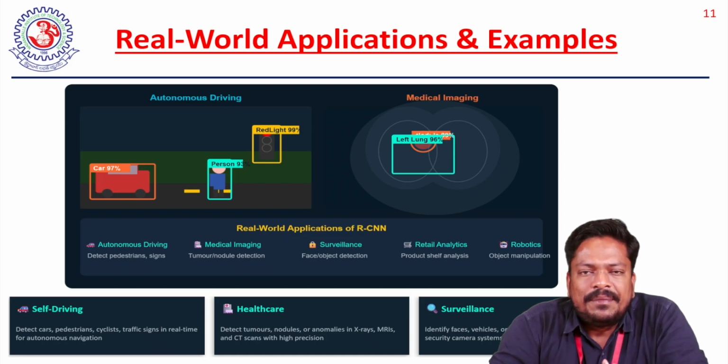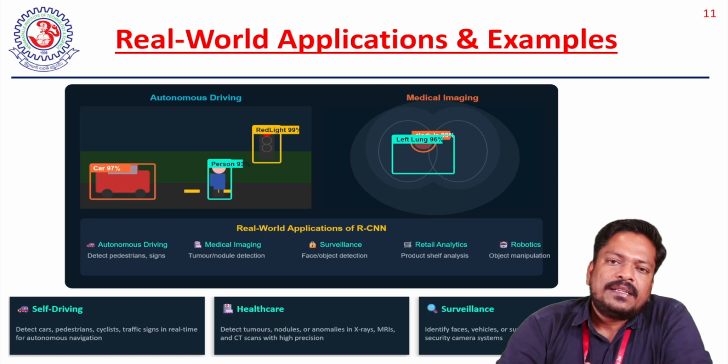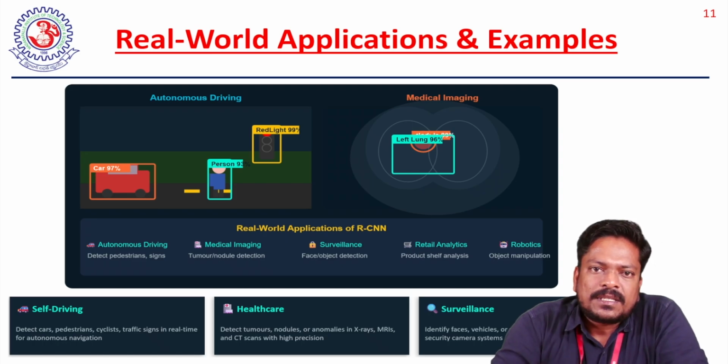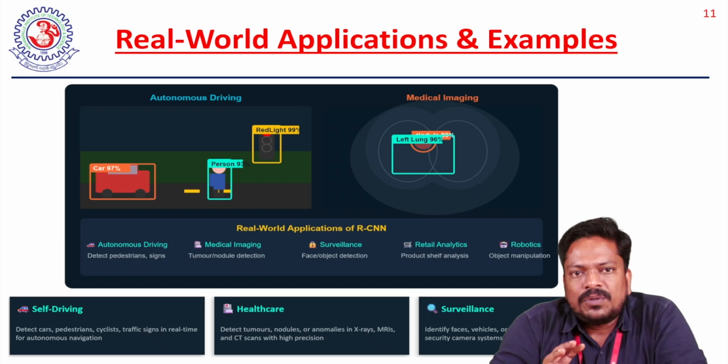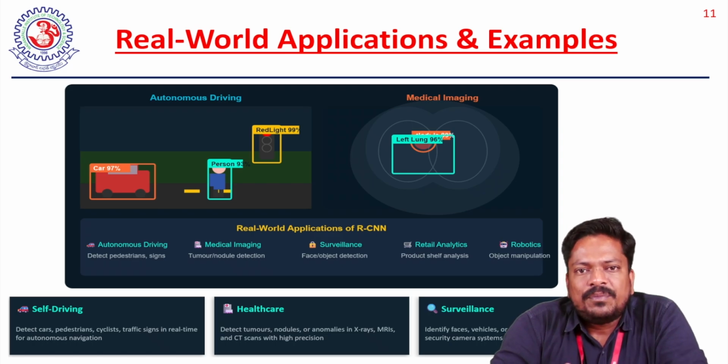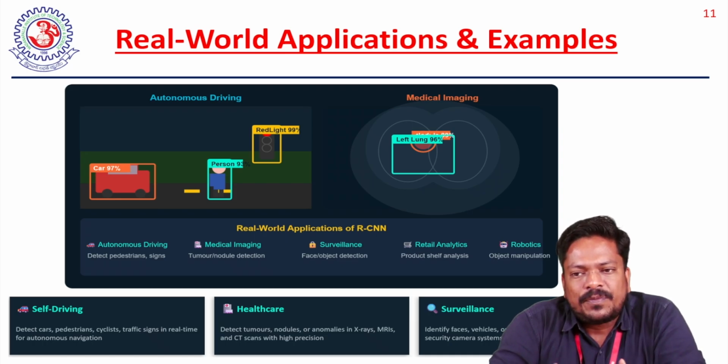And also for medical imaging, for example MRI-based image processing, especially where we have a brain tumor. We are able to locate the brain tumor within the MRI image through this RCNN. So there are various applications. Then surveillance and retail analytics also use this RCNN. And robotics: the robot has to move from one place to another and detect the nearby objects. For that purpose also we are using this RCNN model.